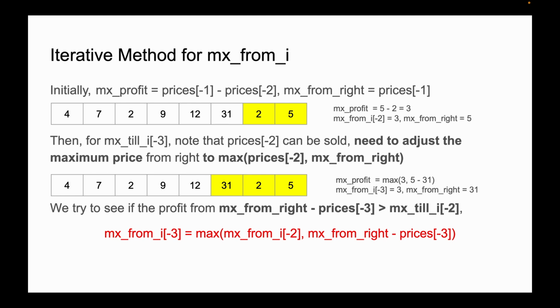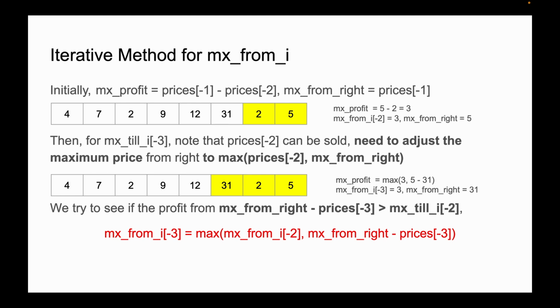Now we can set the mx from I array at the second last position to be 3, which is a profit. And the maximum from right is still 5, as 2 is still smaller than 5. Then for mx till I at index minus 3, note that we can now sell prices minus 2, which is 2. So we need to adjust the maximum price from the right to the maximum of prices minus 2 and mx from right. But as explained earlier, 2 is smaller than 5, so the maximum from right still remains 5.